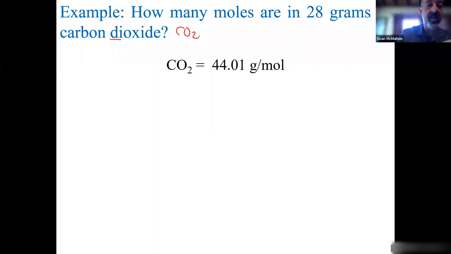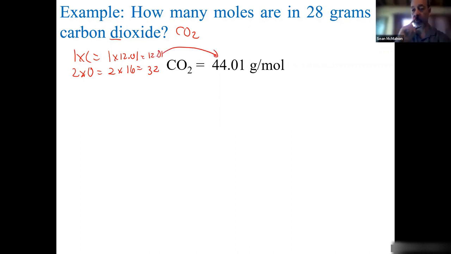How did I get that? There's 1 carbon and there's 2 oxygen. The 1 carbon is 1 times 12.01. The 2 oxygen is 2 times 16, 32. Add 12.01 and 32 and you get 44.01 grams per mole. I start with 28 grams.